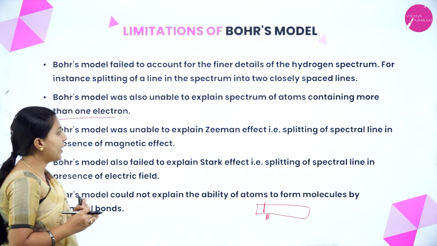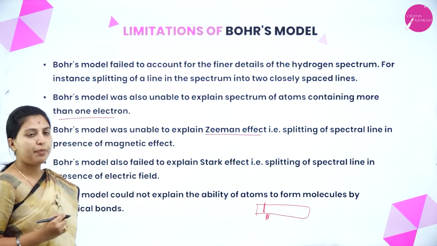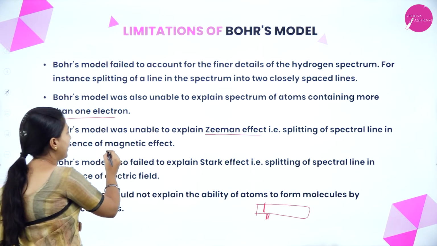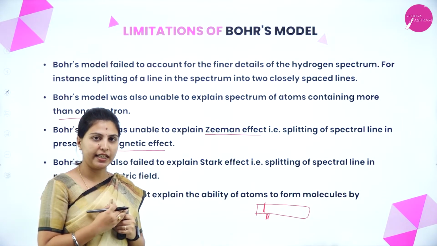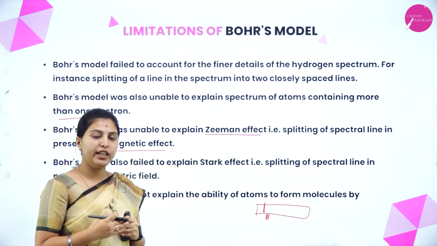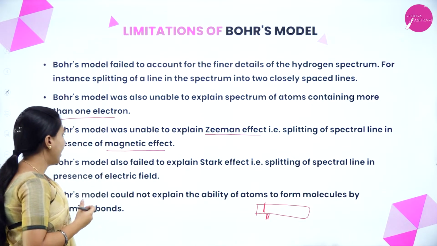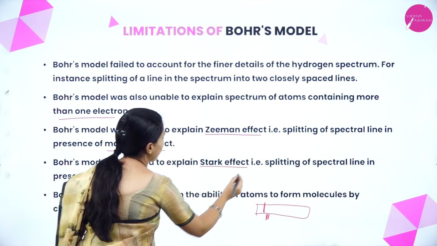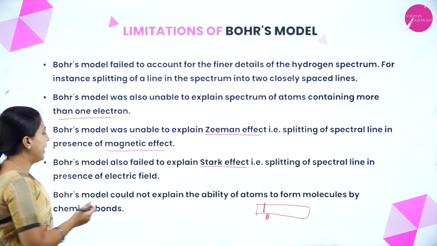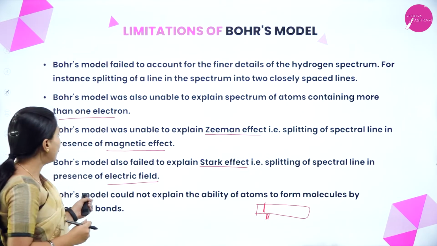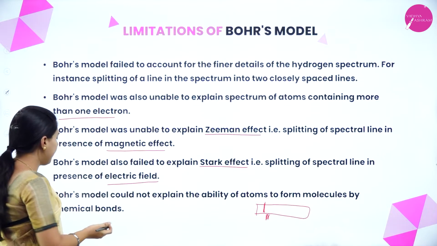Bohr theory was unable to explain the Zeeman effect. What do you mean by Zeeman effect? That is splitting of spectral lines in the presence of a magnetic field. Whatever splitting in the hydrogen spectrum will be seen in the presence of a magnetic field, he could not explain that. That effect we call the Zeeman effect. And he could not explain the Stark effect also, the splitting of the spectral line in the presence of an electric field. Bohr's model could not explain the ability of atoms to form molecules by chemical bonds.